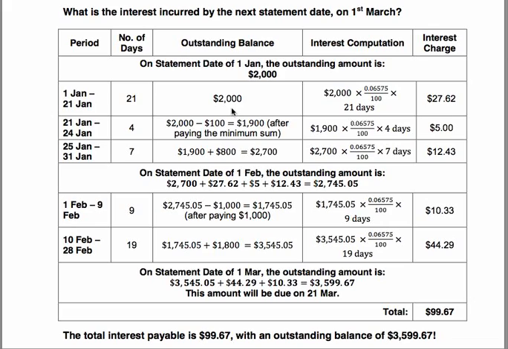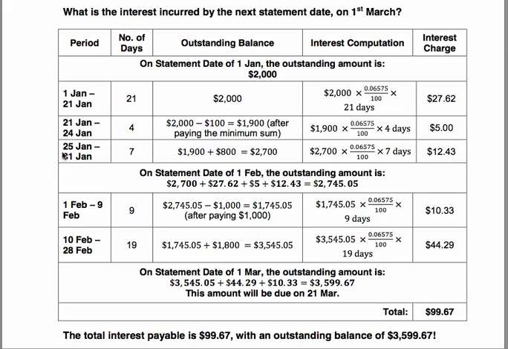So therefore, the interest incurred will be $2,000 times the daily interest rate times 21 days. This works out to be $27.62. Later on, she pays back the minimum sum of $100, so that leaves $1,900 after paying minimum sum. But the amount of $1,900 also incurs interest for 4 days, from the 21st to the 24th of January. So thus she incurred $5 for 4 days.